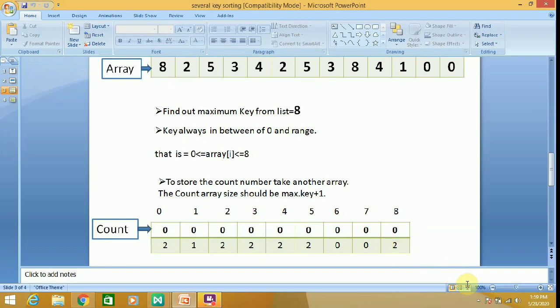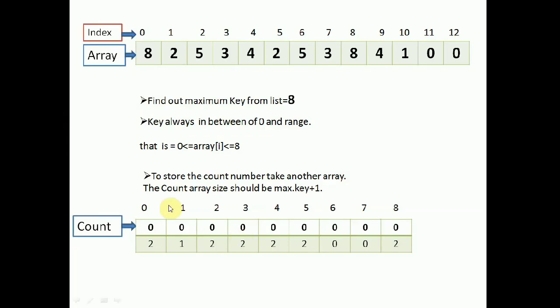This is a temporary array. Initially the count of each element is put as 0. We have not yet counted how many times each key element is present in the list, so initially we take zeros in all the positions.